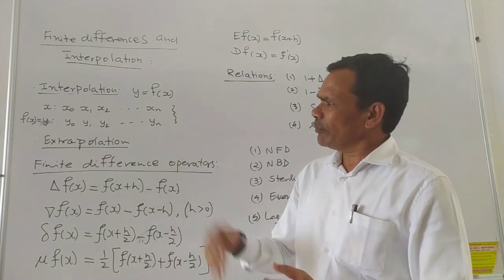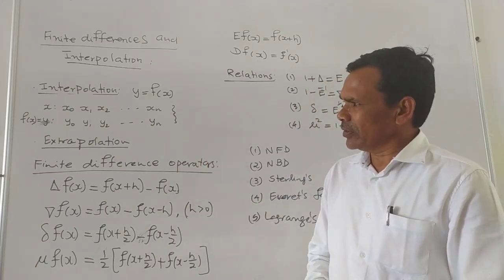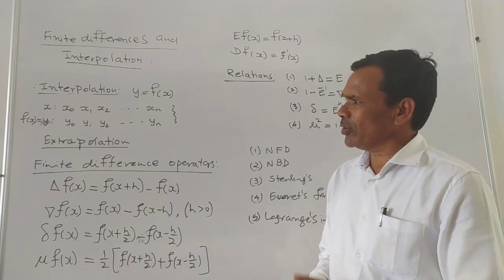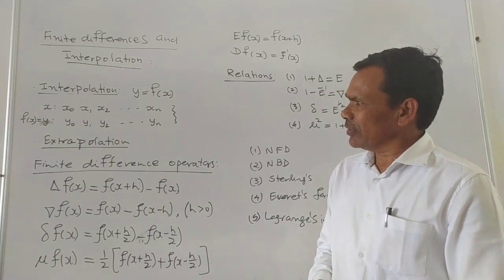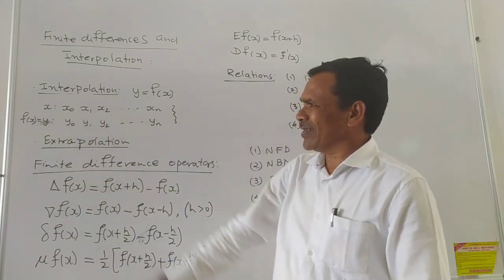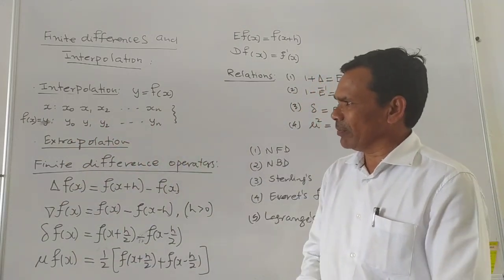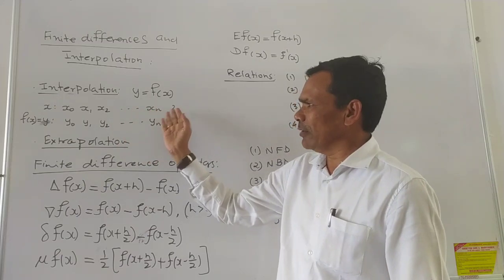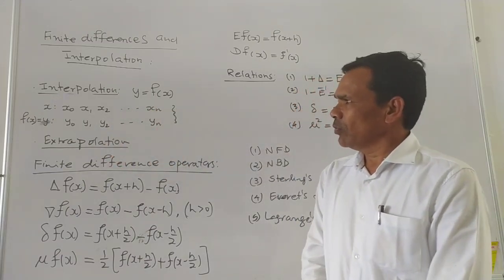Now interpolation. Some data, some observations, are given, from a physical problem or some experiment, for some particular function, say y is equal to f of x. Here x is the independent variable and y is the dependent variable, and n plus 1 values are given: y0, y1, y2 up to yn.